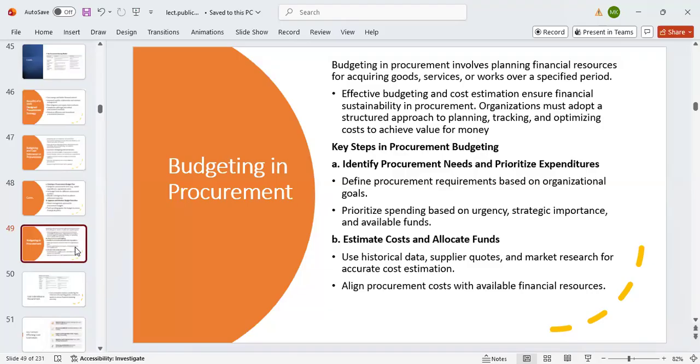Okay. The second one, you estimate the cost and allocate fund. You use historical data, supplier quotes, and market research for accurate cost estimation. And align the procurement costs with available financial resources that are there.